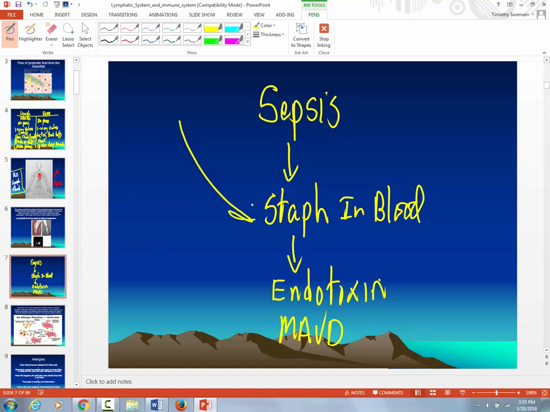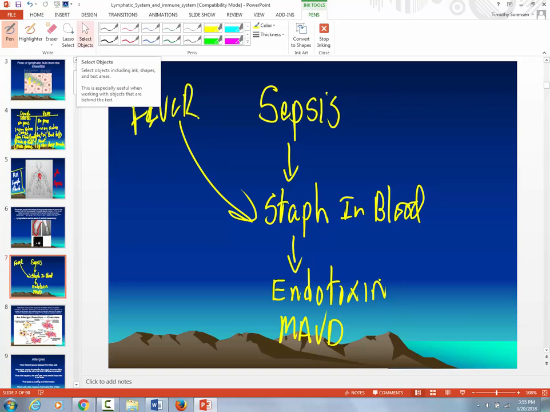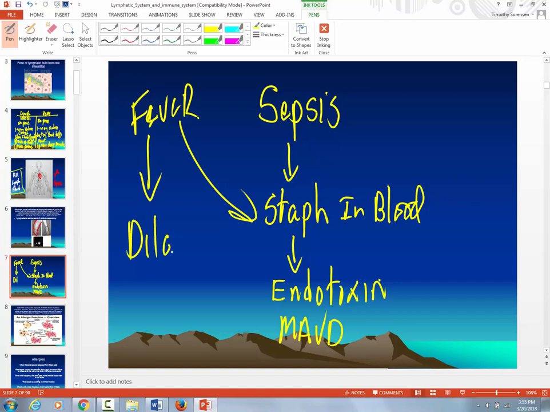When you got an infection, what do you get? No. You get fever. Yeah. You get sick. You ready? Fever. What does fever do to blood vessels? No, that was the other choice. Fever dilates. That's why when people have a fever, how do they look? Red and warm. Where you got the fever? All over. What caused the fever? Staph. What did staph release? Endotoxin. What does endotoxin and fever do to your blood vessels?